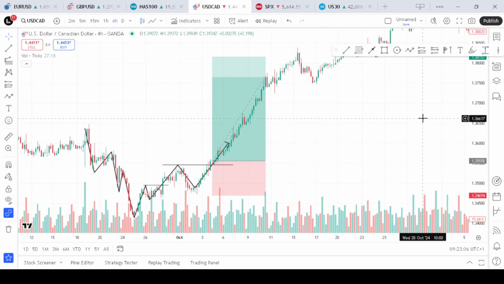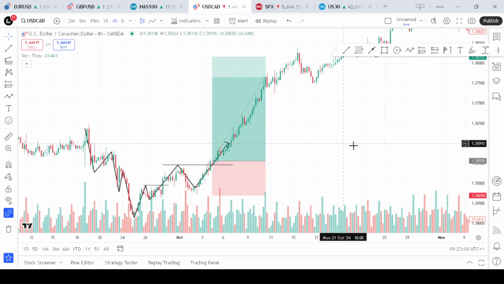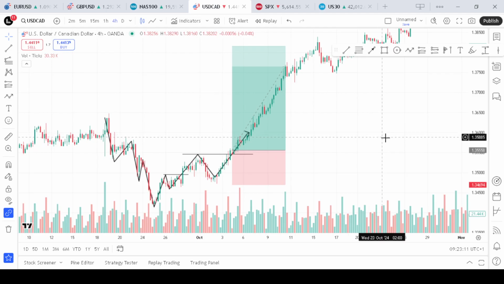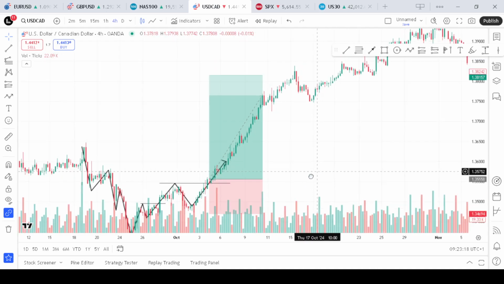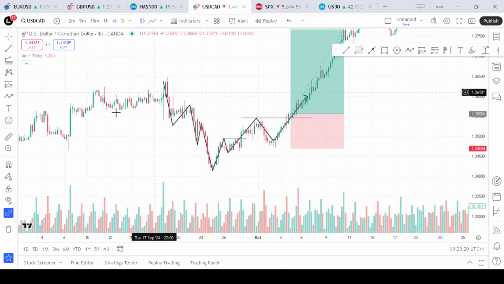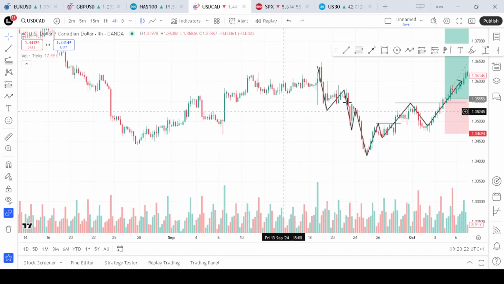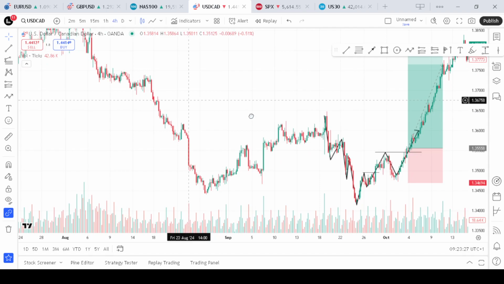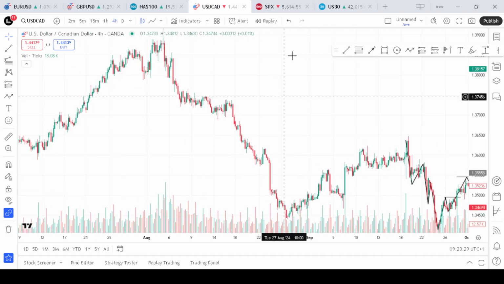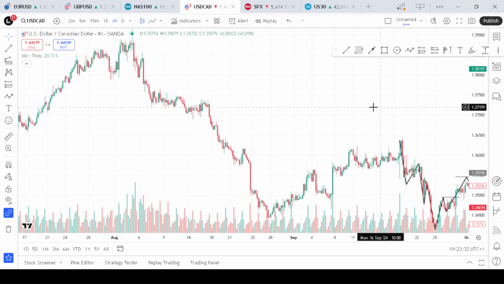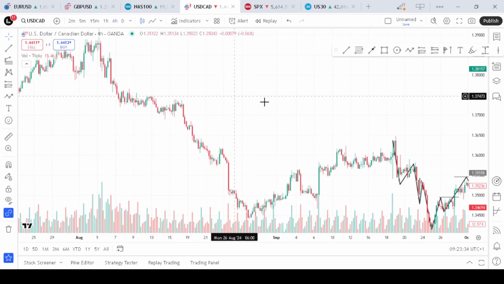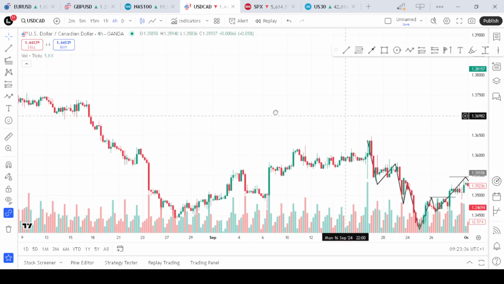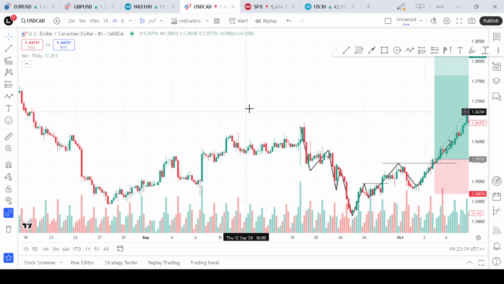This pattern works best during trending market conditions. So always check the higher time frame for a trending market before entering the trade. We have to check when the market is trending before entering the trade. We have to avoid trading this pattern in a ranging market.